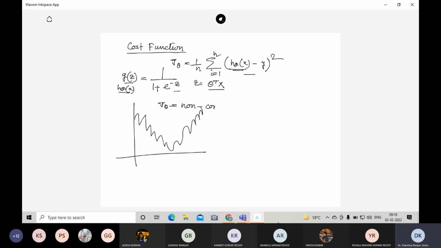What does non-convex function mean? In a non-convex function, we see lots of local minima. If we mark each of these, these are the local minima, and this is the global minima. Every time the algorithm moves toward the optimal value, it gets stuck in a local minimum, so it will take a large amount of time to converge at the global minima, or optimal value. Therefore, we cannot use this least square error function for logistic regression.